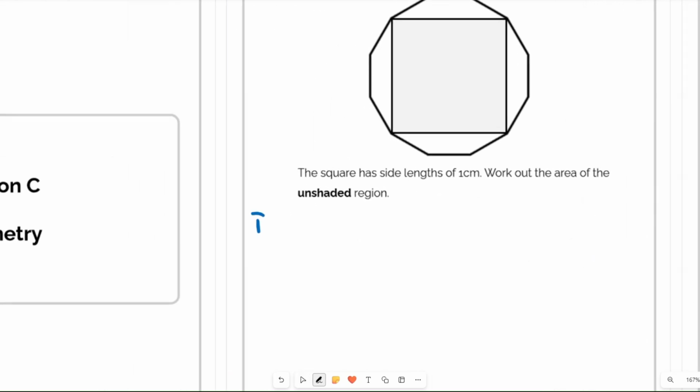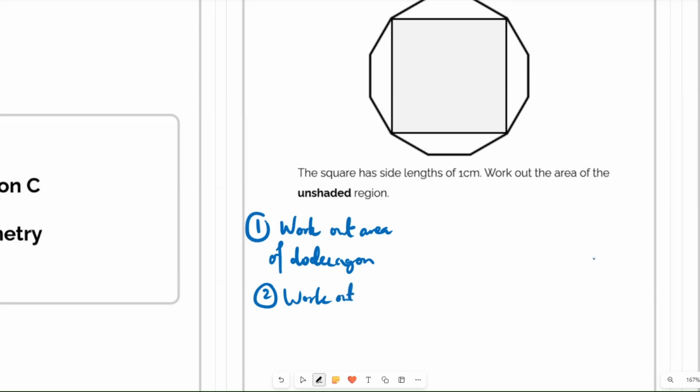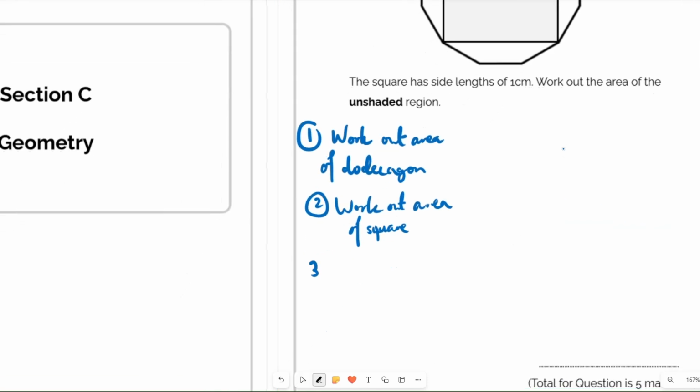The first thing we're going to do is work out the area of the dodecagon. And then we're going to work out the area of the square. And then find the difference. That's literally all we have to do, but it can be a little bit challenging.